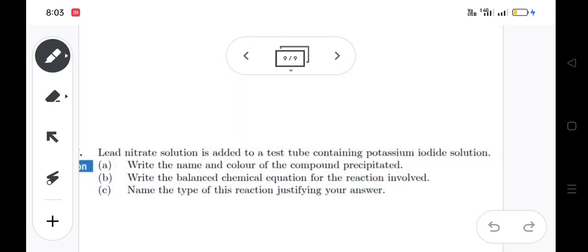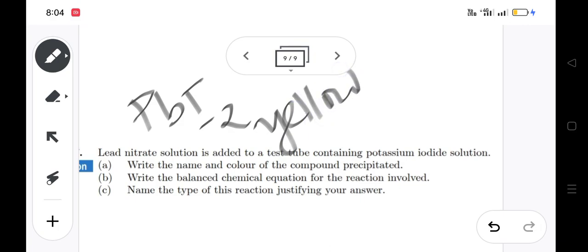Then, lead nitrate solution is added to a test tube containing potassium iodide. Again, the same question is repeating in different ways. Write the name and color of the compound precipitated. What is the color of the precipitate? Yellow. And what is the name of the compound formed? It is lead iodide, PbI2. It is the yellow color precipitate.